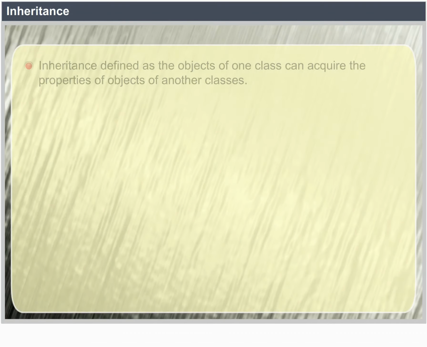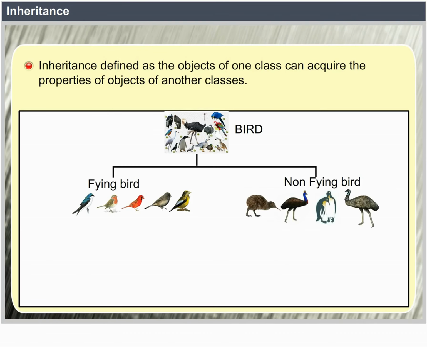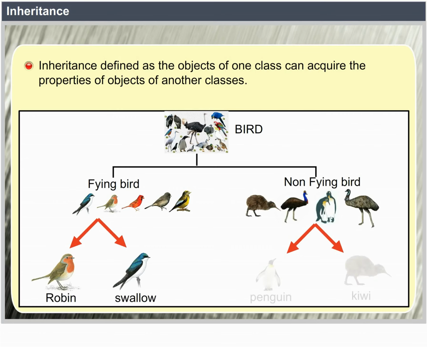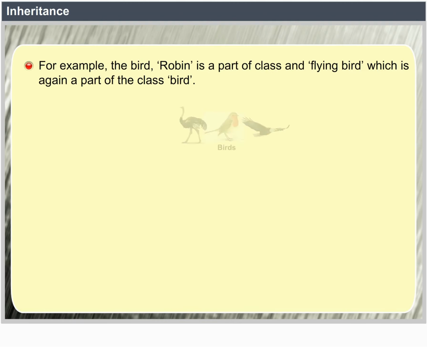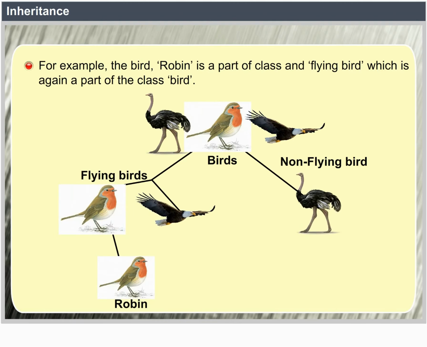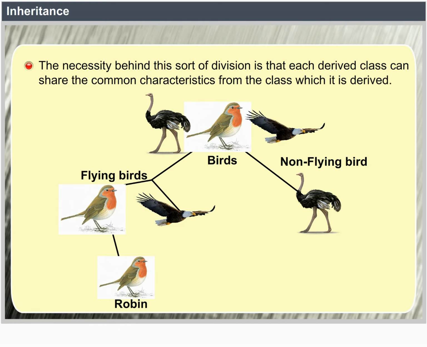Inheritance. Inheritance is the process by which objects of one class acquire the properties of objects of another class. It supports the concept of hierarchical classification. For example, the bird robin is a part of the class flying bird, which is again a part of the class bird. The principle behind this sort of division is that each derived class shares common characteristics with the class from which it is derived.